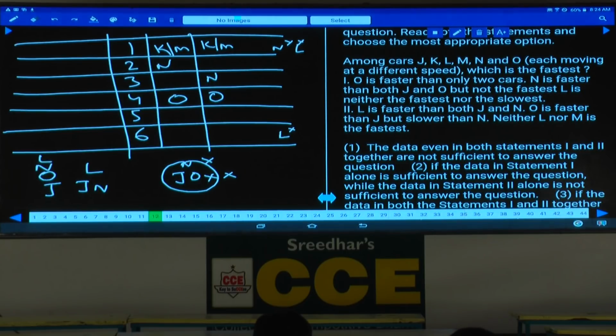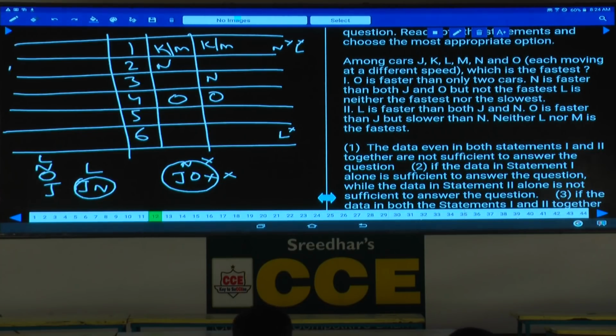L must be before these 2, isn't it? L must be before J and N. Then L is faster than both J and N. Next one, O is faster than J but slower than N. Neither L nor M is the fastest. L cannot be the fastest and M cannot be the fastest.